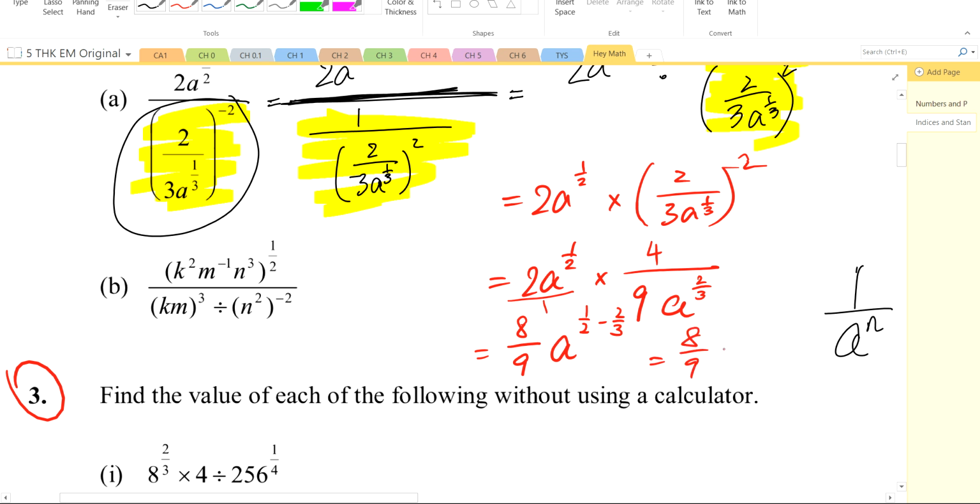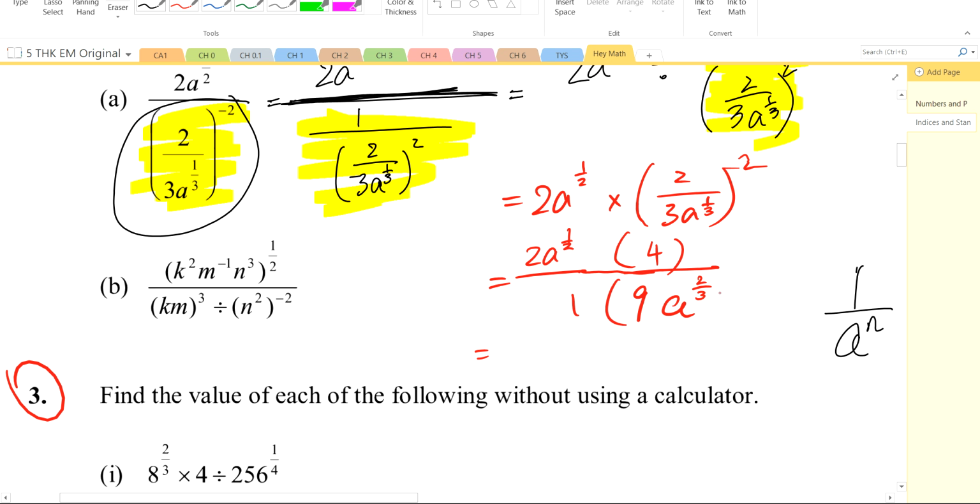Wait, what's only 1 over 2 minus 2? So let me rewrite this. 2a power half is 2a power half over 1. So when you multiply them together, I can combine. It becomes this one times this one, and then 1 times this. So the 2 or 3?